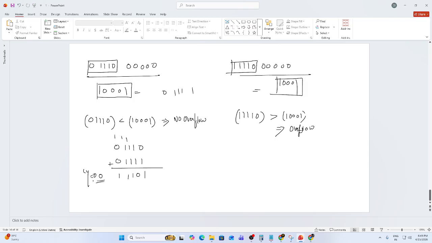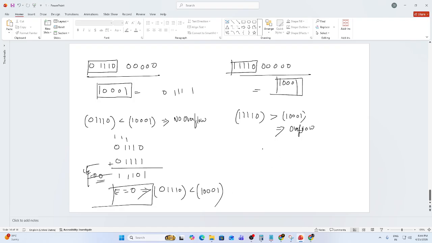The end carry is represented by a bit E. Since E equals 0, the end carry is 0, so I can tell that 0, 1, 1, 1, 0 is less than 1, 0, 0, 1. So there is no overflow. If there is no end carry, there is no overflow.